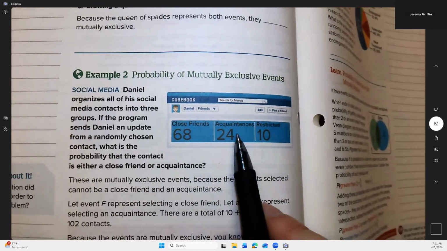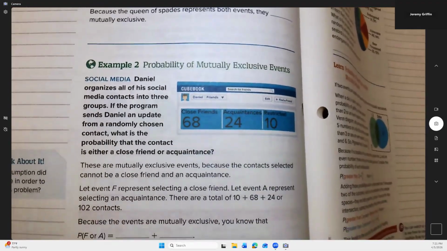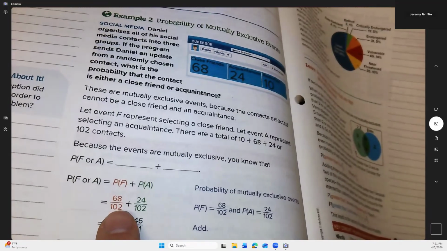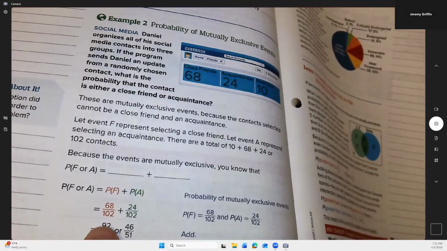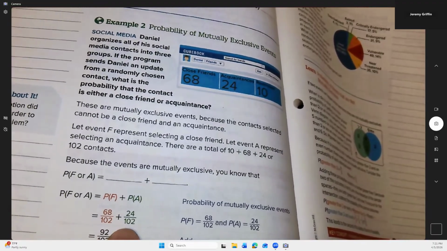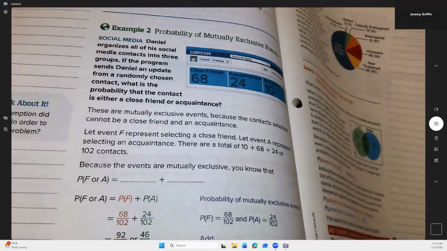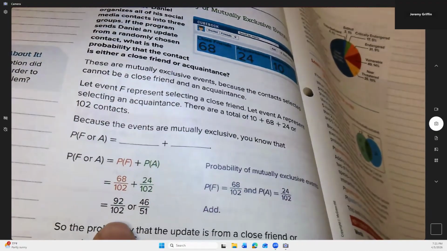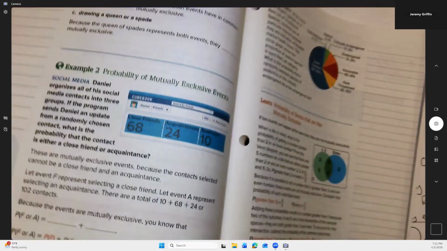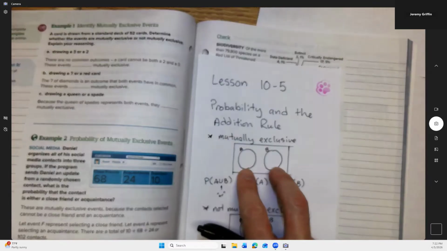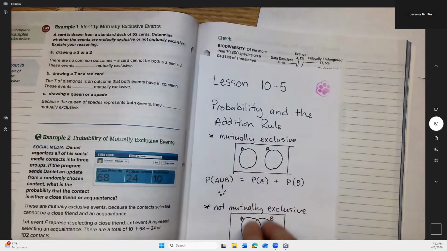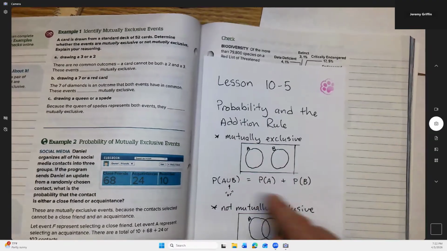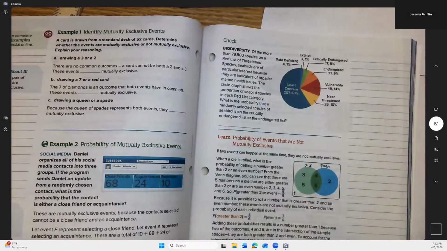So let's do 68 plus 24 divided by, well, all of them. Right. Actually, no, they did it. They went ahead and showed it to you right here. I'm just walking you guys through. But this is what we were talking about before. 68 out of 102 total is close friends. 24 out of 102 total is acquaintances. You add those probabilities together, and you come up with 92 over 102, which they further reduced to that. But since these are mutually exclusive, there's no overlap between close friend and acquaintance. You're either one or the other. And then of course there's 10 restricted and they're not part of the solution.